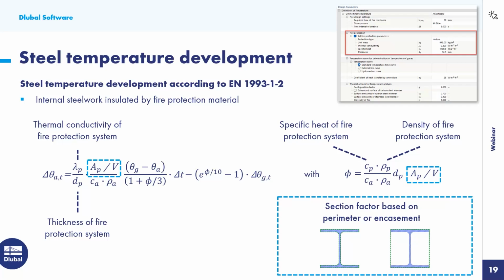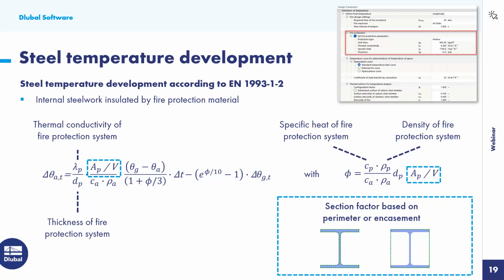Such systems can be taken into account by using an alternative formula provided by Eurocode 3 part 1.2 for the temperature development in internal steelwork that is insulated by fire protection material. In addition to some of the parameters that we have already introduced earlier, the properties of the fire protection system are also taken into account. So we have the thermal conductivity of fire protection systems, the thickness of the fire protection system, and the specific heat and the density of the fire protection system.